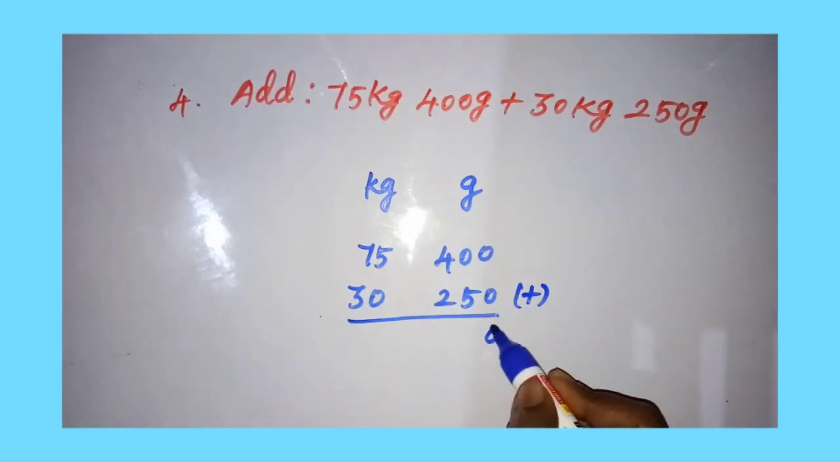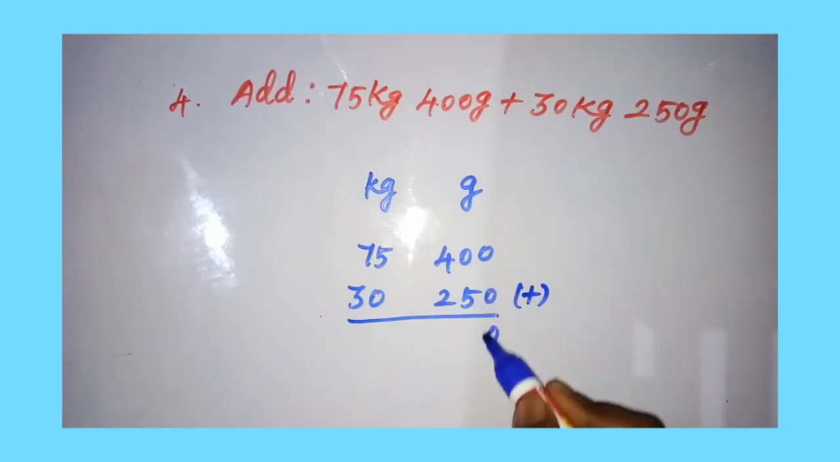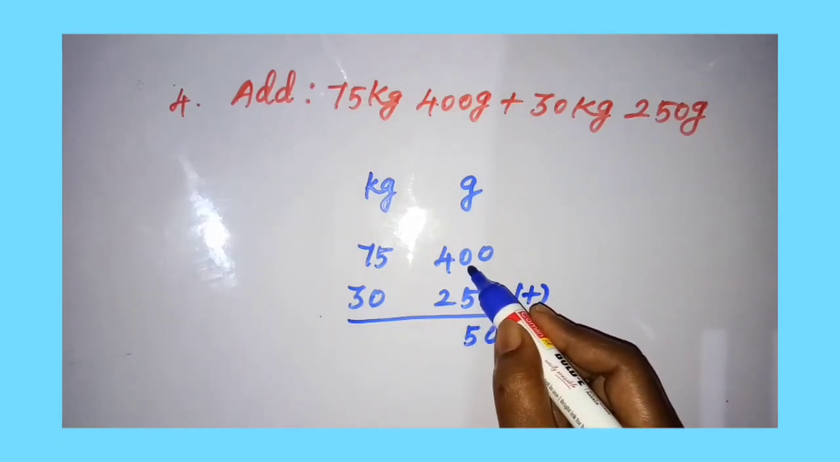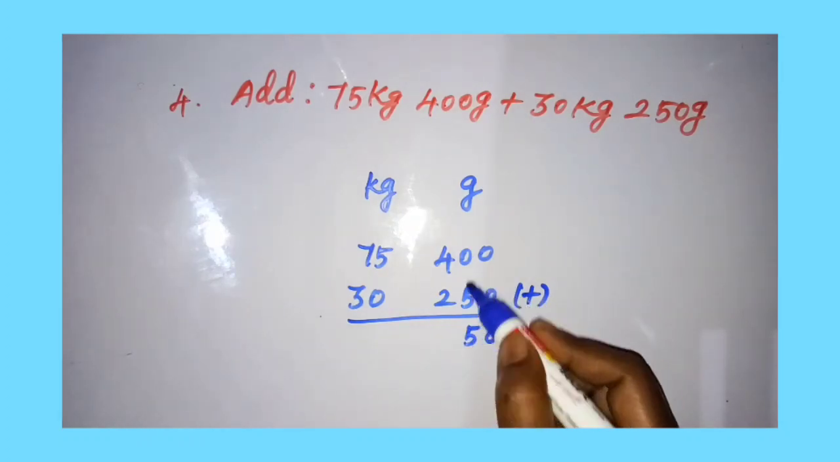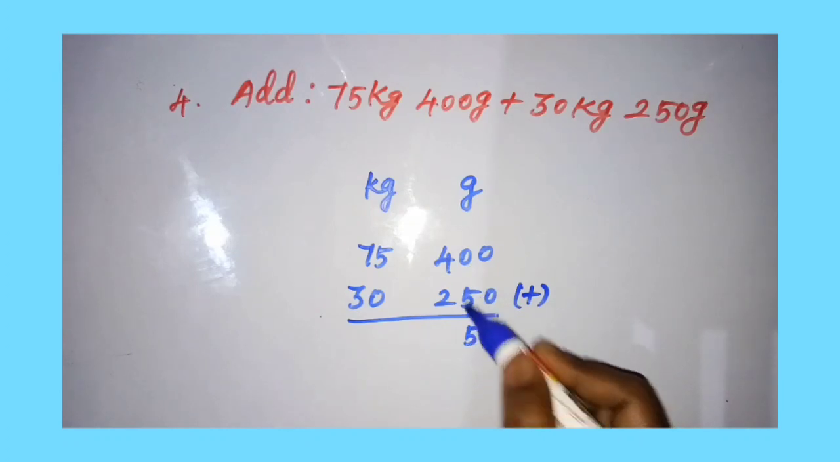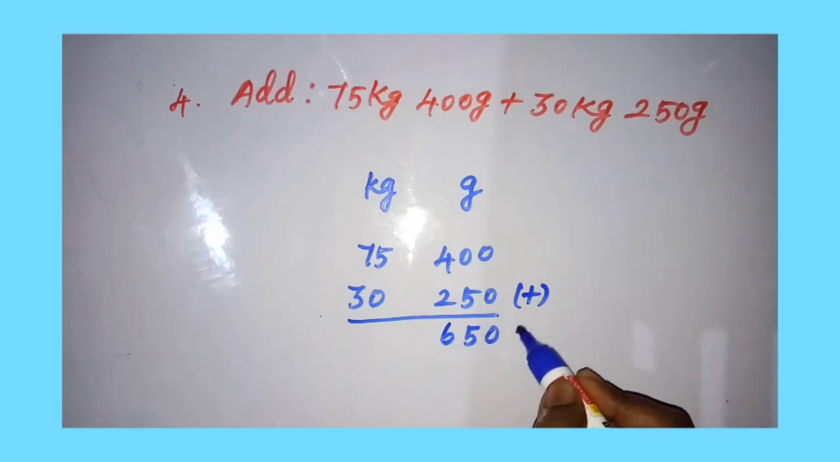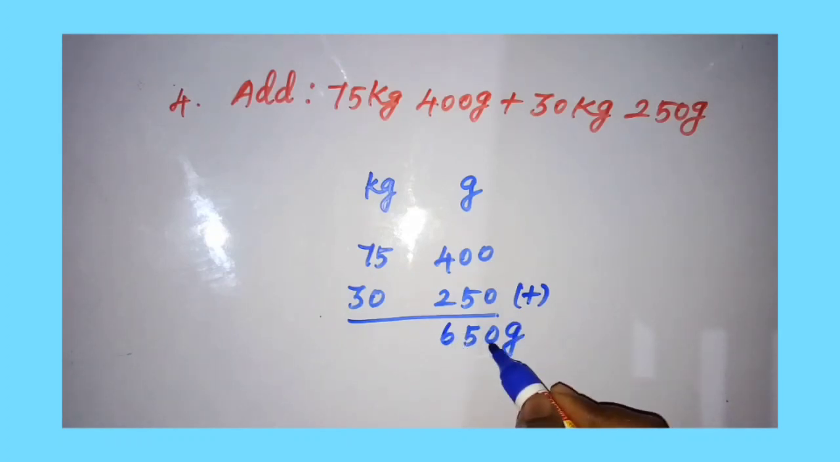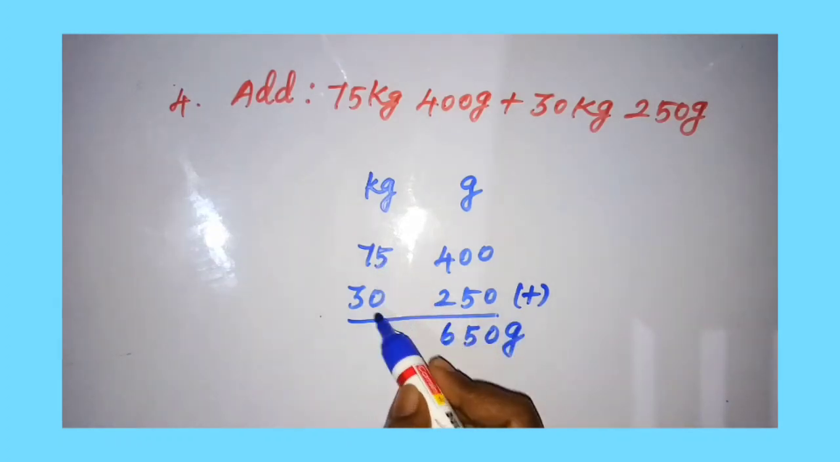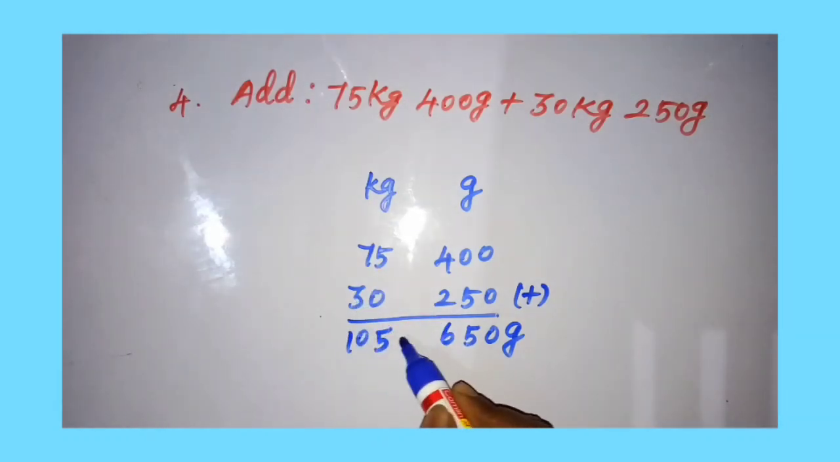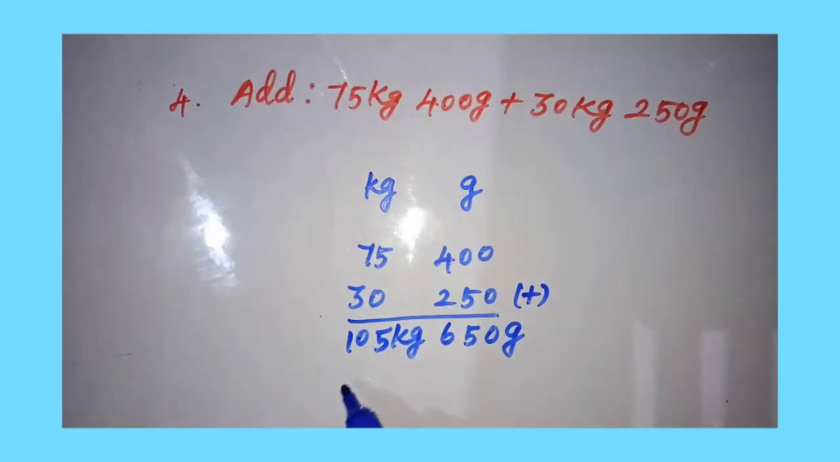Next add the value. 0 plus 0, 0. 0 plus 5, 5. Any number added to 0 gives the same number. So 0 plus 5 means we get 5. 4 plus 2, 6. So the measurement is gram, 650 gram. Next 5 plus 0, 5. 7 plus 3, 10. So the value is 105 kilogram, 650 gram.